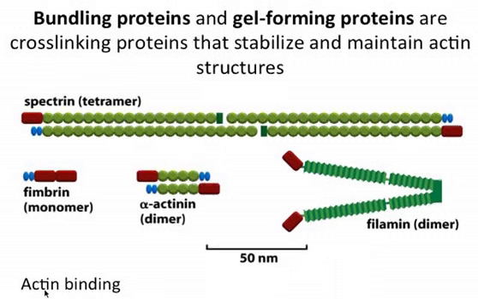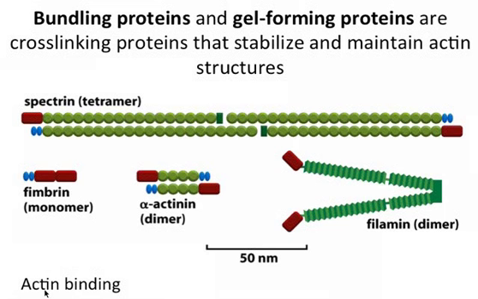So what's she talking about? These bundling proteins and gel, so I might say actin web or gel. Basically, what I'm talking about is that ARP-formed actin network is involved in movement, usually, like formation of the leading edge on a cell. But these bundling proteins and gel-forming proteins are cross-linking proteins that stabilize and maintain actin structures. So what the hell does that mean?